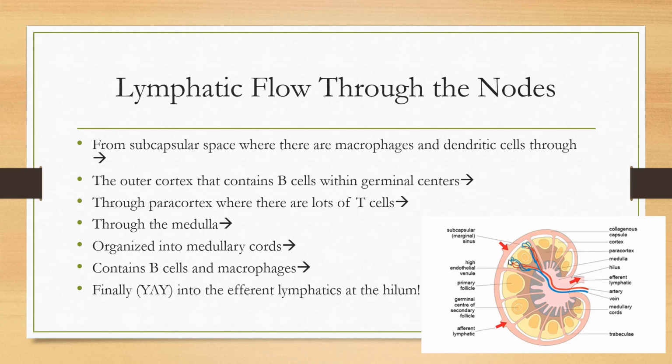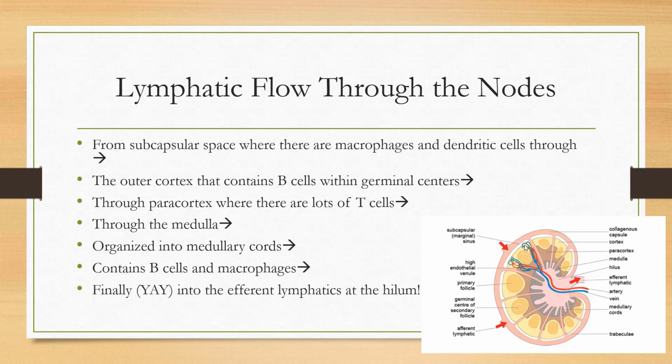Lymphatic flow through the nodes. Lymph from the afferent lymphatics, and remember that's going to be these guys, here's one here, and there's one here, is going to flow through the lymph node within a network of sinuses, open passageways within incomplete walls. The lymph node interior is divided into an outer cortex. So there's our outer cortex.